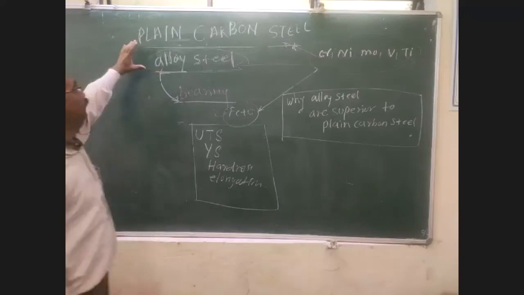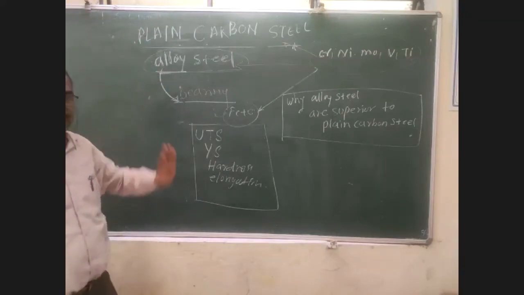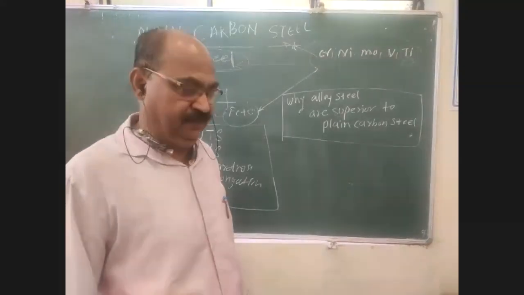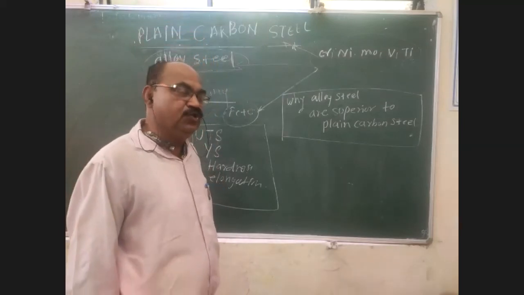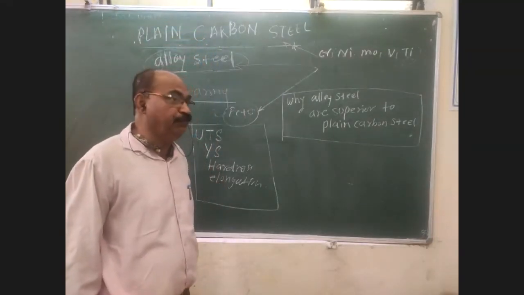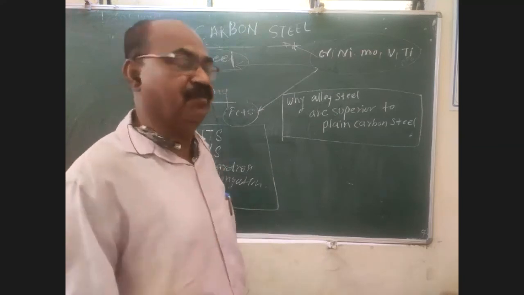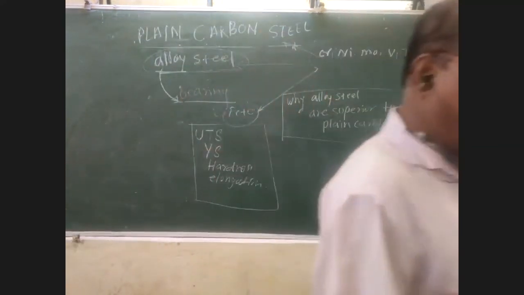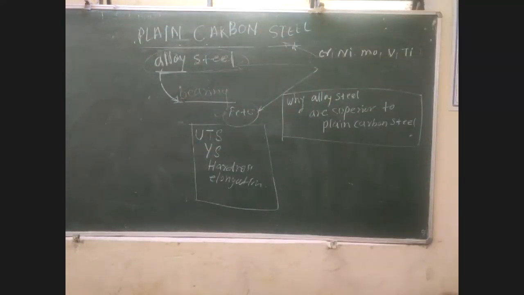Correct. So what is the main difference between plain carbon steel and alloy steel? Alloy steel is superior to plain carbon steel because of mechanical property. Why is alloy steel superior to plain carbon steel?